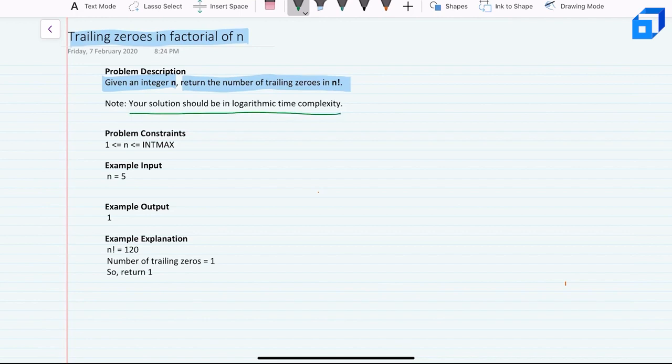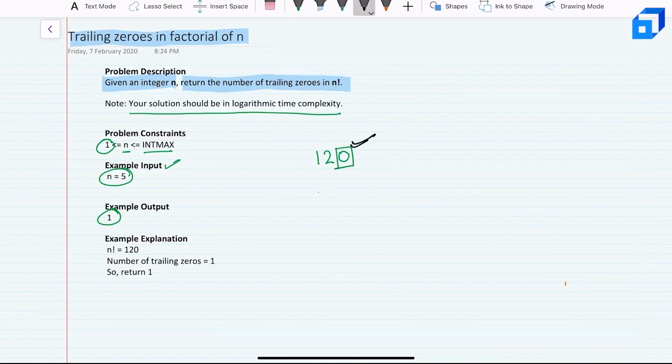As per the problem constraints, n lies between 1 to int max, and in the example input we are given n as 5. The example output is 1 because the factorial of 5 is 120. Here there is only one trailing zero, so we will simply return 1.